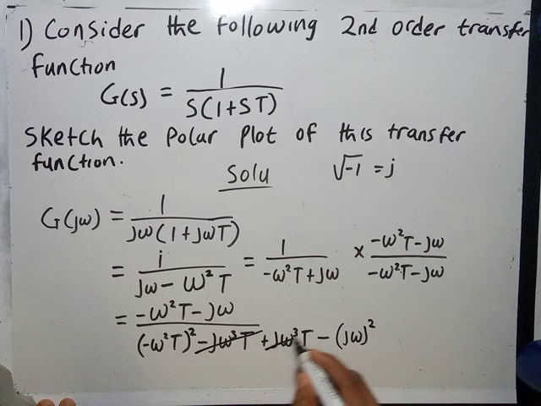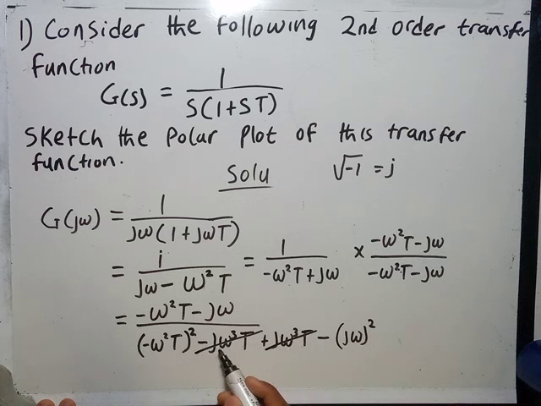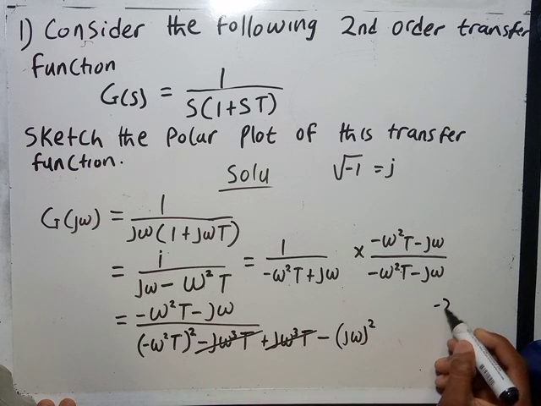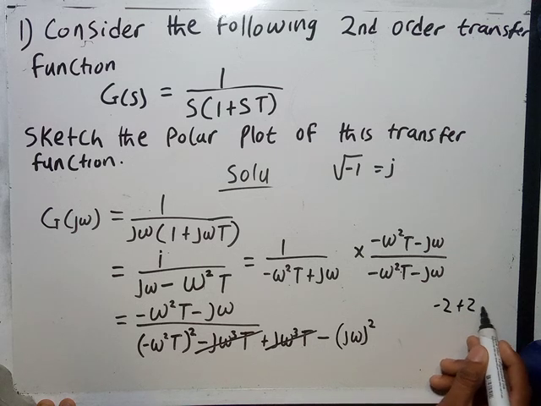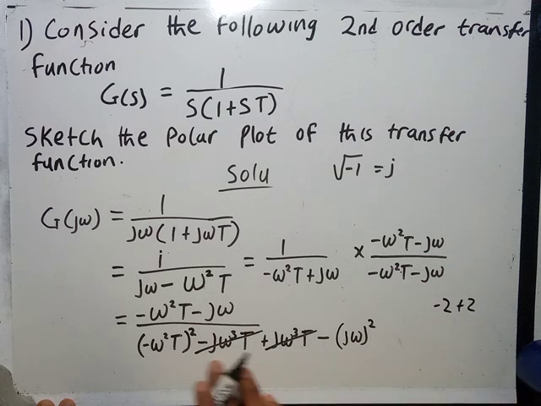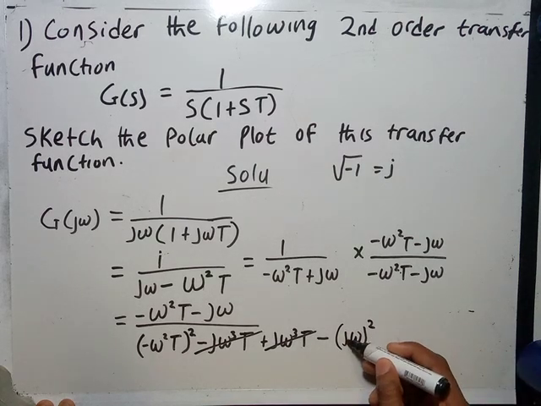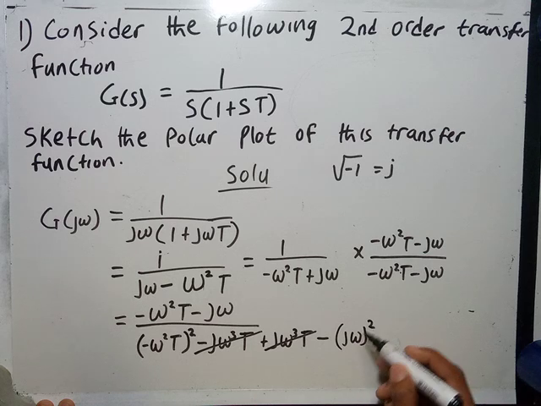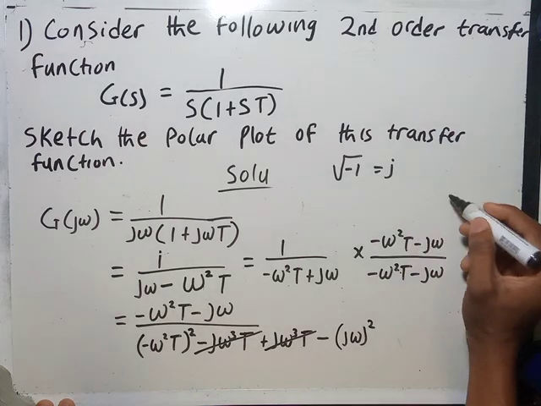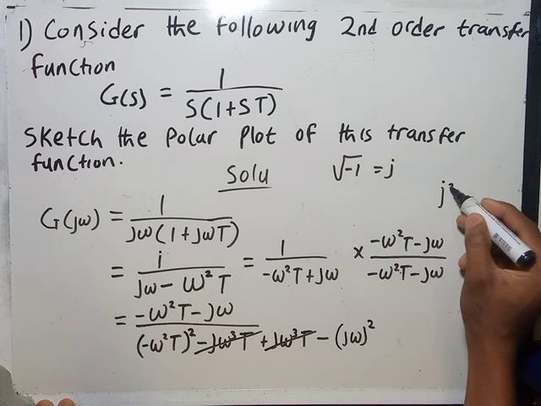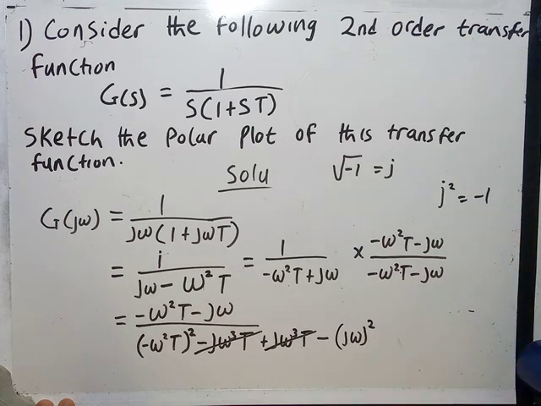This can cancel out this because they are what? We're having something like minus 2 plus 2, so this will definitely give us 0. That's what's happening here. They are alike and have different signs, so they're going to cancel out. But for this place, if you open this bracket, you'll be having j squared, and like we said earlier, j squared is equal to what? Minus 1. So we'll be replacing that.